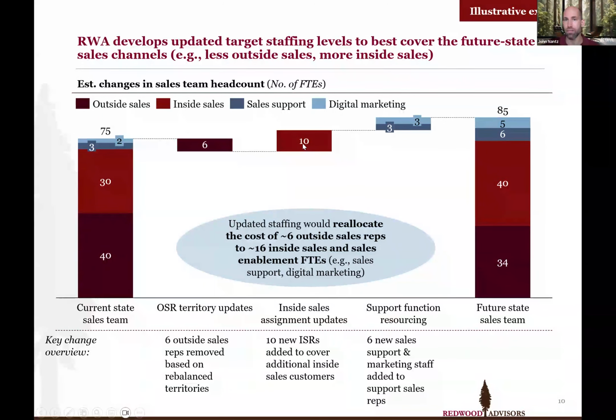We wanted to add 10 inside sales reps because we realized there's a lot more customers that could be covered that way. And then we wanted to really double down on our support functions. So we added 3 more sales support and 3 more digital marketing. So it was a total of 85 people. One thing that was interesting was because the OSR roles were more expensive, the net cost of this investment really was not that much, about 5%. But we were able to get 10 more people, and we think those 10 people were really focused on the right thing. That is a really good outcome of saying, hey, this is the future state that we want to be building towards. And there's a lot of benefit to be had from doing that.